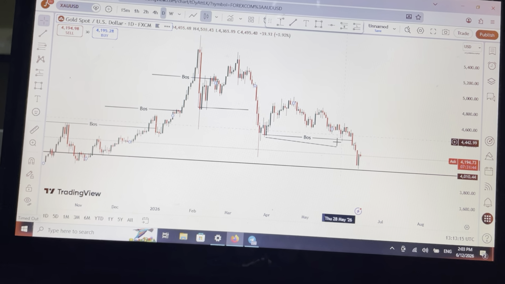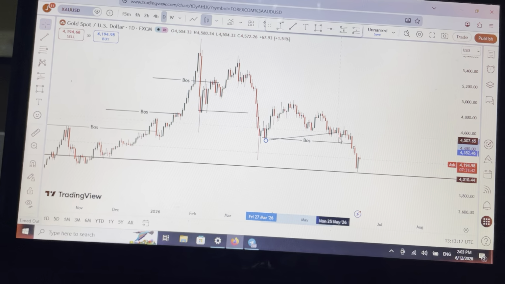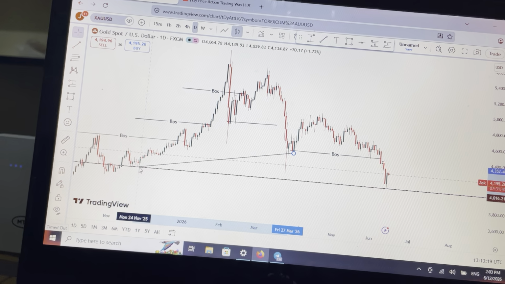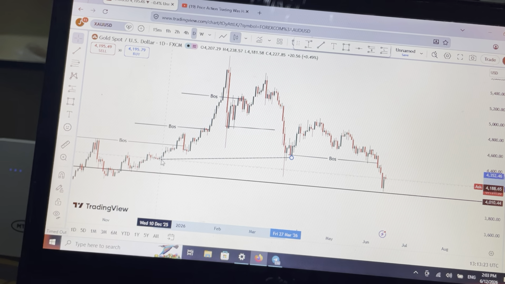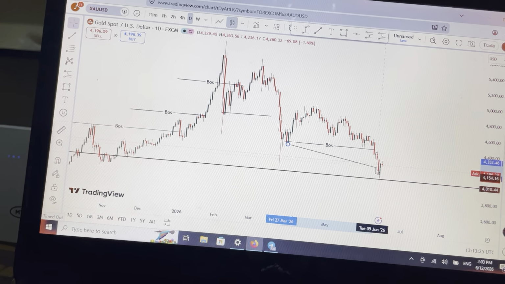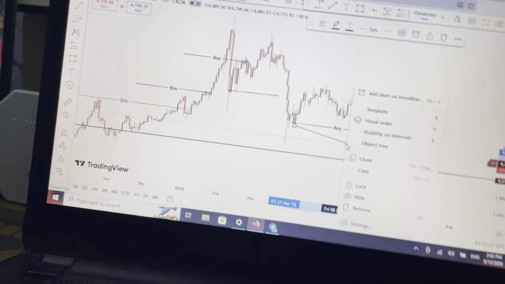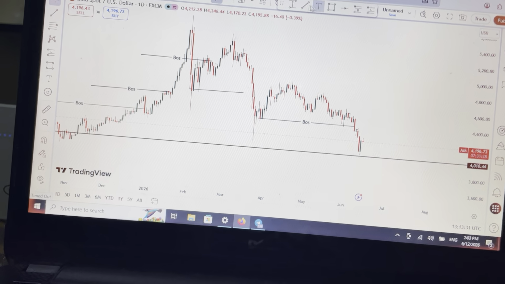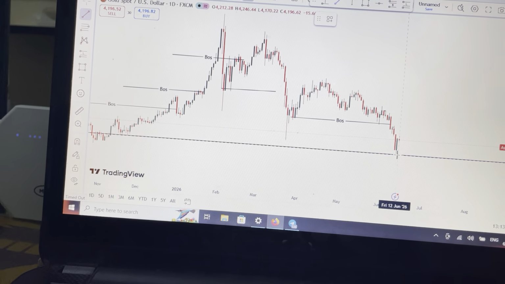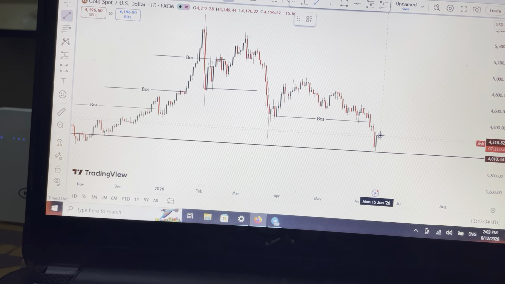Like when you watched the previous videos, I was telling you guys that gold will push around this 4,000 level, around 4,100, and gold is doing exactly that. So what do we see now for gold? We should continue to look for sells. You understand? I'll be looking for sells. But here is where I'll be stopping.